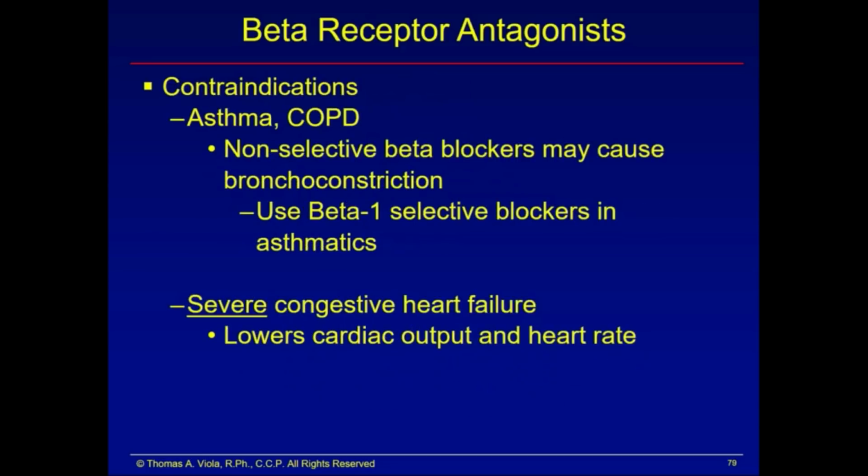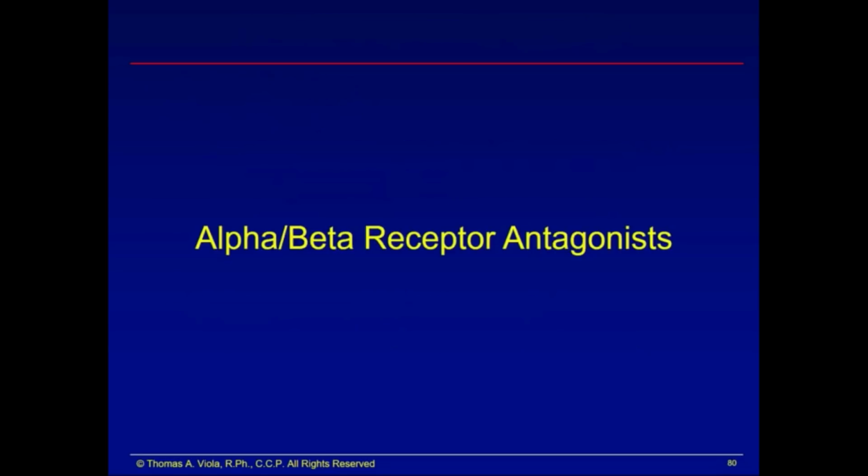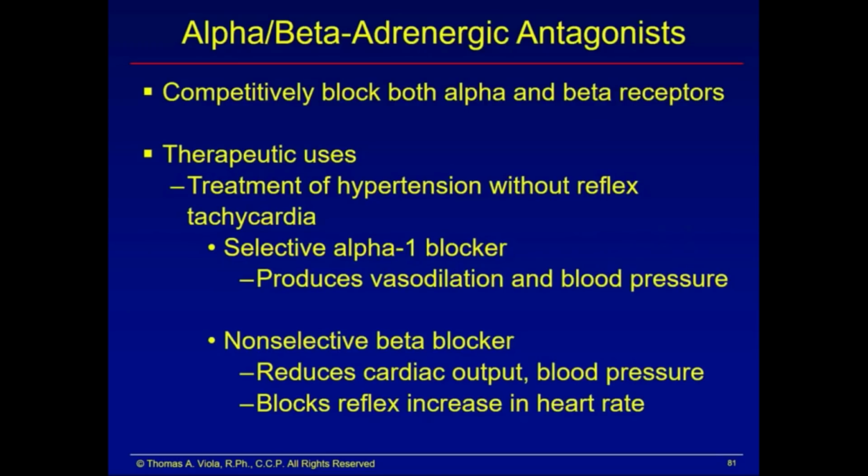All right, so when would you not want to use a beta blocker? Well, I sure as heck wouldn't want to give someone who has asthma or COPD a non-selective beta blocker because it might cause bronchoconstriction. And there are even some drugs that are alpha-beta blockers combined. So they combine a selective alpha-1 blocker with a non-selective beta blocker.